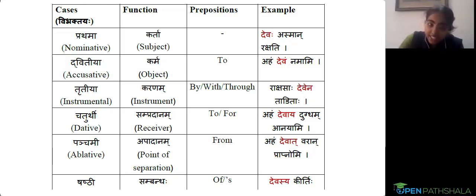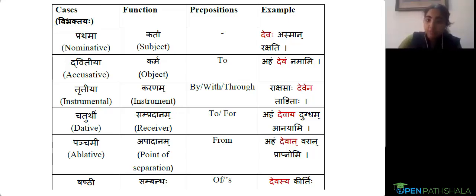Similarly, the second case, Dvitiya vibhakti. It is called accusative case in English. And the function of Dvitiya vibhakti is karma or object. So whenever you have to use a particular word to mean the object of the sentence, or the thing on which the action is being effected or performed, then you use the Dvitiya vibhakti of that particular word.